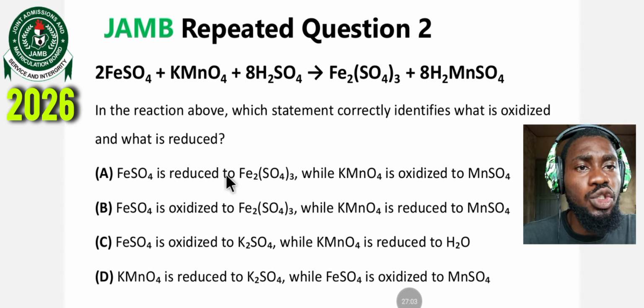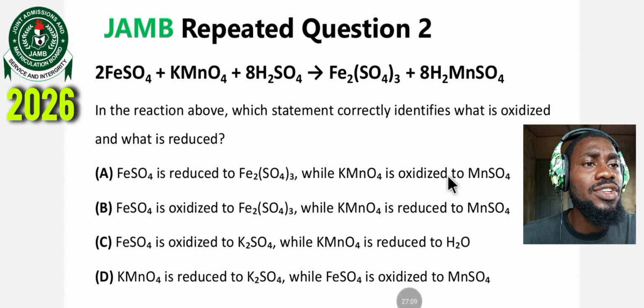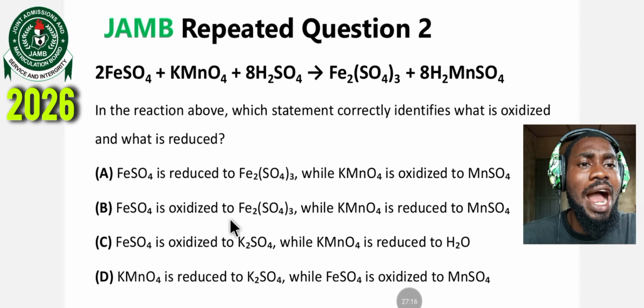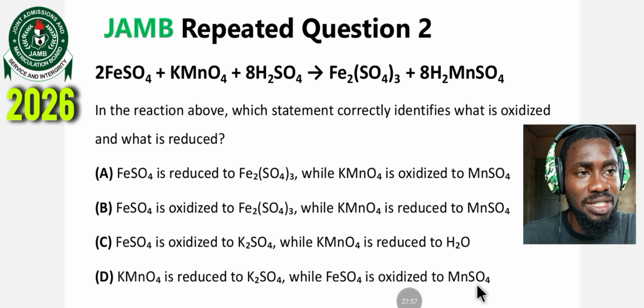A. Iron(II) tetraoxosulfate(VI) is reduced to iron(III) tetraoxosulfate(VI), while potassium tetraoxomanganate(VII) is oxidized to manganese tetraoxosulfate(VI). B. Iron(II) tetraoxosulfate(VI) is oxidized to iron(III) tetraoxosulfate(VI), while potassium tetraoxomanganate(VII) is reduced to manganese tetraoxosulfate(VI). C. Iron(II) tetraoxosulfate(VI) is oxidized to potassium tetraoxosulfate(VI), while potassium tetraoxomanganate(VII) is reduced to water. D. Potassium tetraoxomanganate(VII) is reduced to potassium tetraoxosulfate(VI), while iron(II) tetraoxosulfate(VI) is oxidized to manganese tetraoxosulfate(VI).